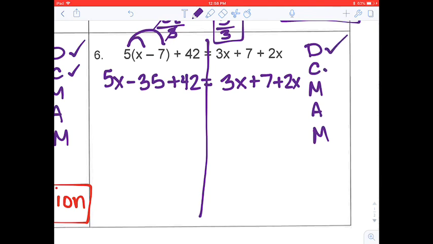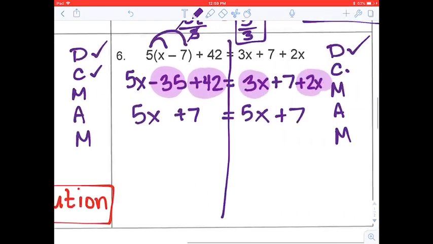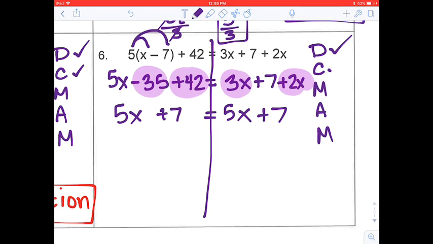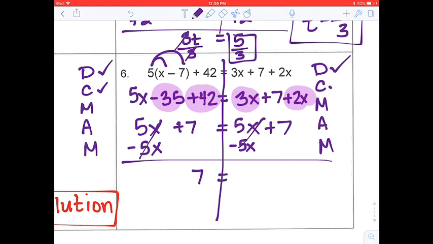Step 2, let's look for some like terms to combine. So on the left side, I can combine my constants. Let's see, negative 35 plus 42 is 7. On the right side, I can combine 3x and 2x. So that's 5x plus 7. Ooh, I've got the same situation as before, where my variables have the same coefficient. So let's just see what happens. It doesn't matter which one I cancel out. So let's just subtract 5x from both sides. And this time that leaves me 7 equals 7.